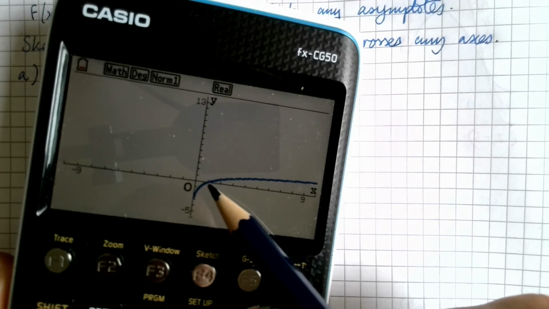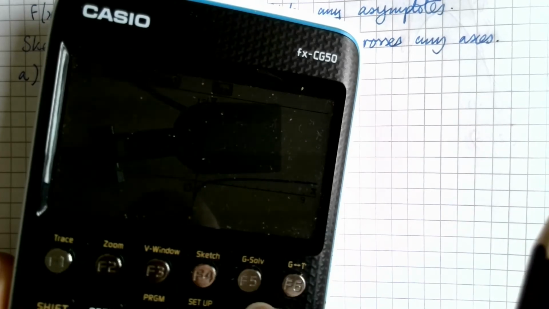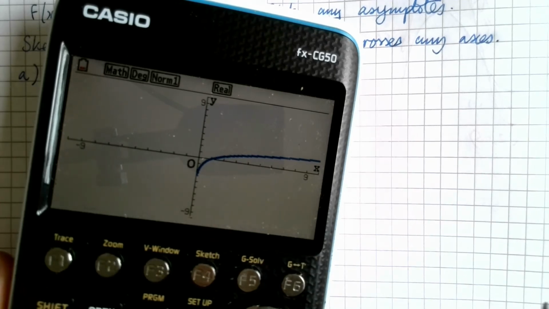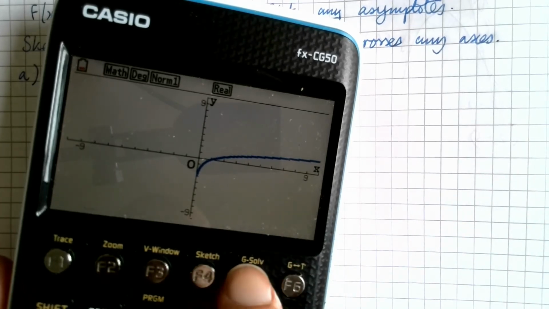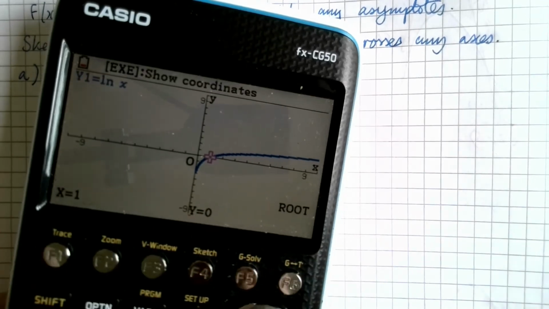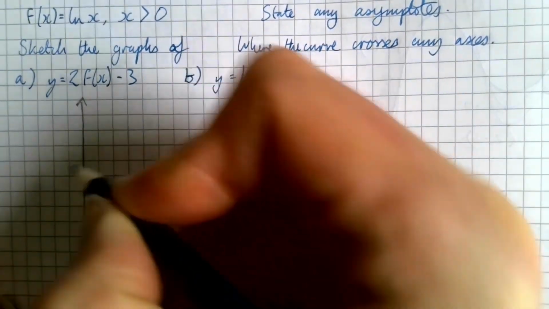It crosses the x-axis once, and because this is the reflection of e to the power x, and anything to the power of 0 is 1, that means that it's a reflection of the point 0, 1, and therefore we've got 1, 0 there. So we know it's going to cross at that. And if you couldn't remember that, of course, you could hit G-Solve and hit root, and it will tell you that point. So let's just sketch in first of all.